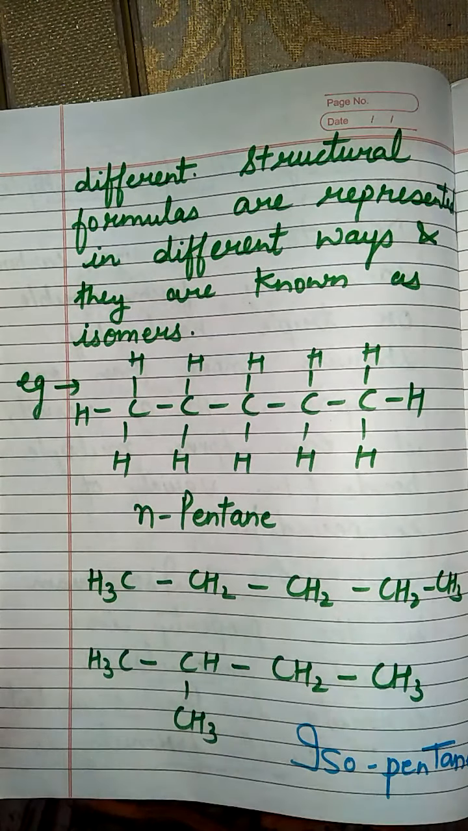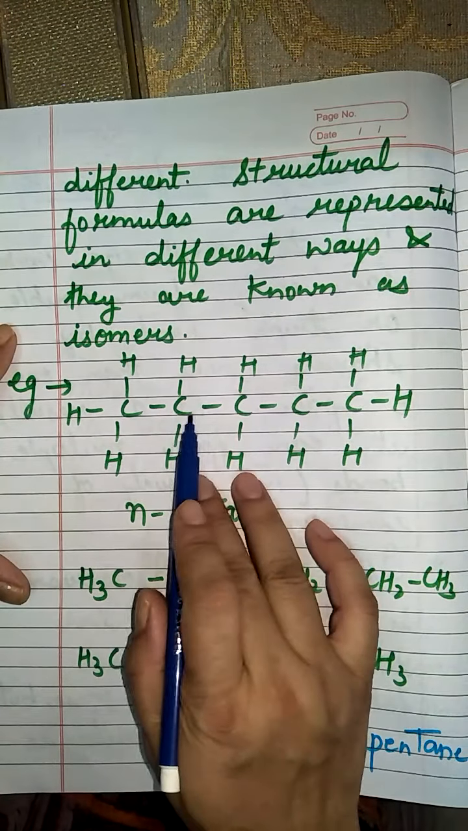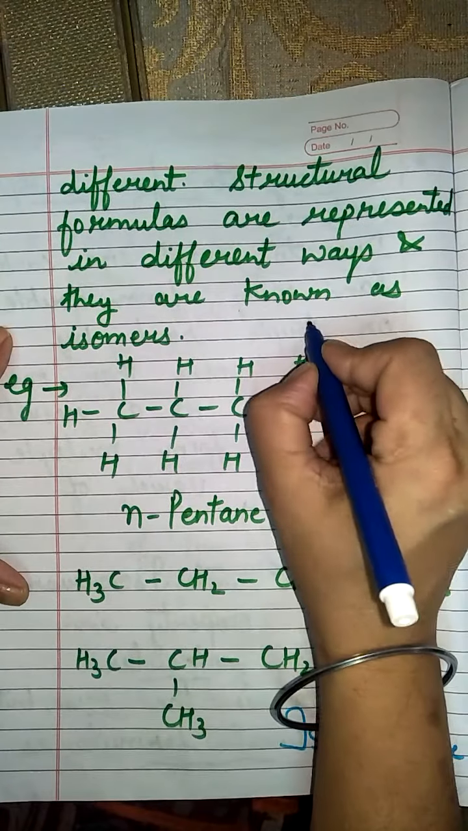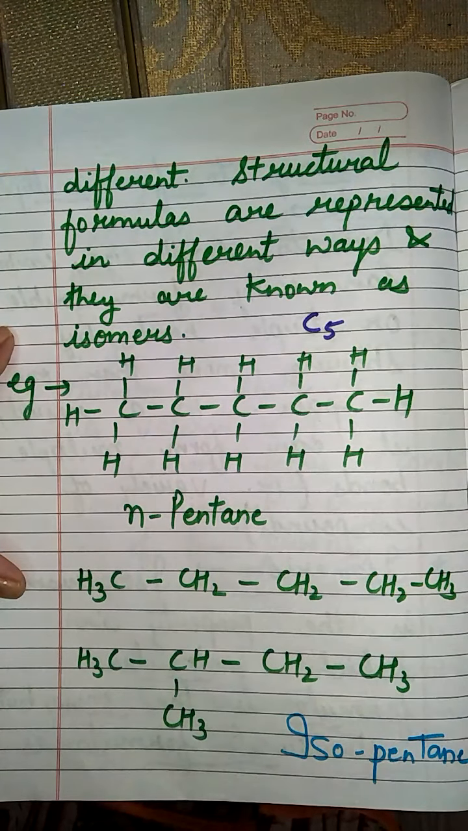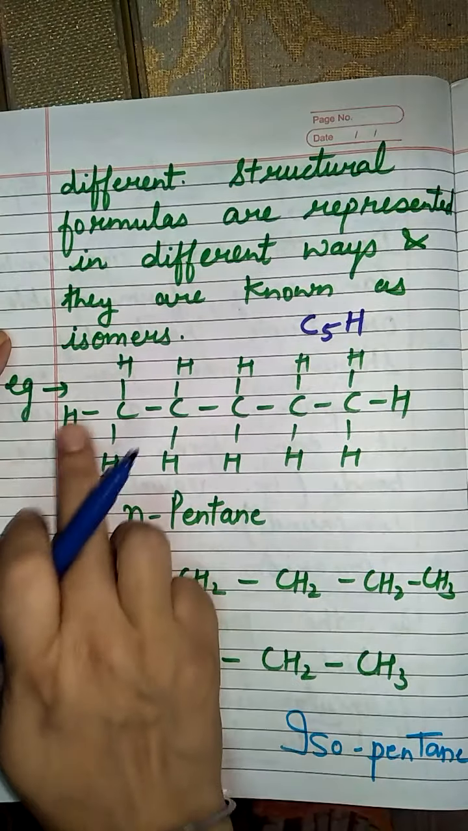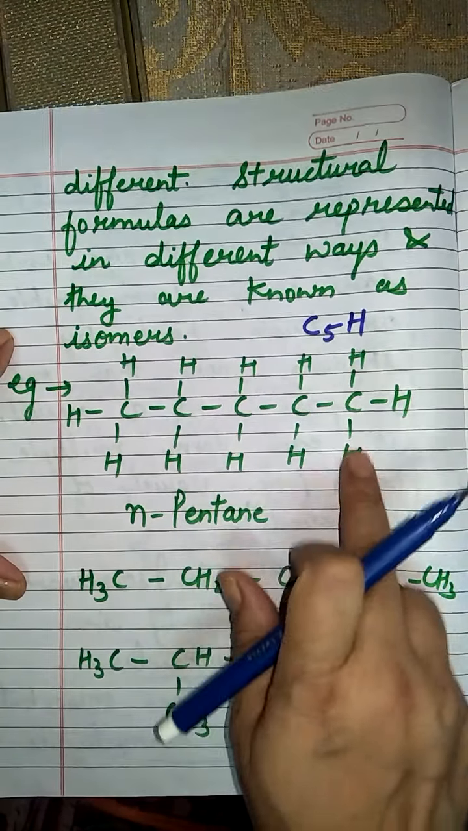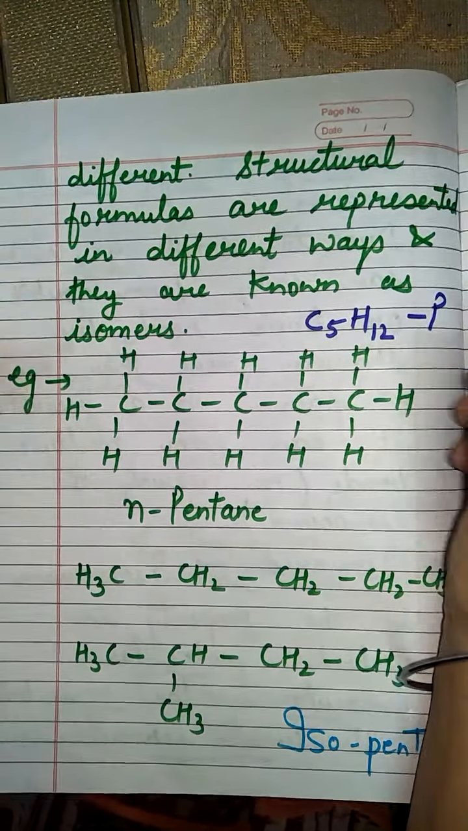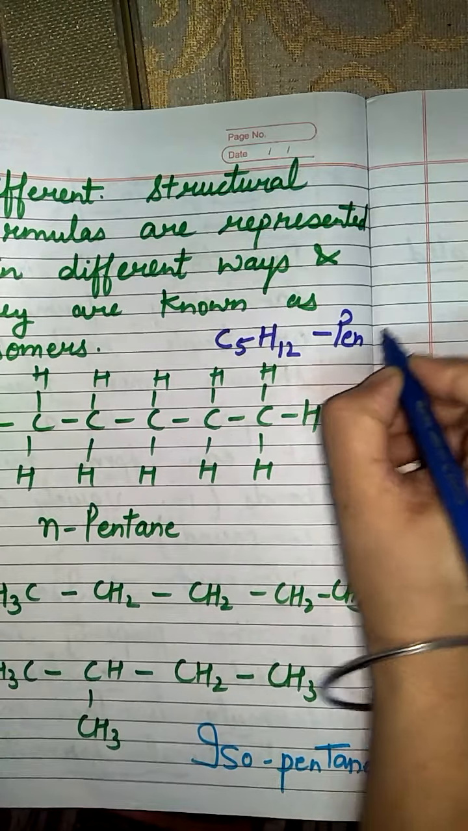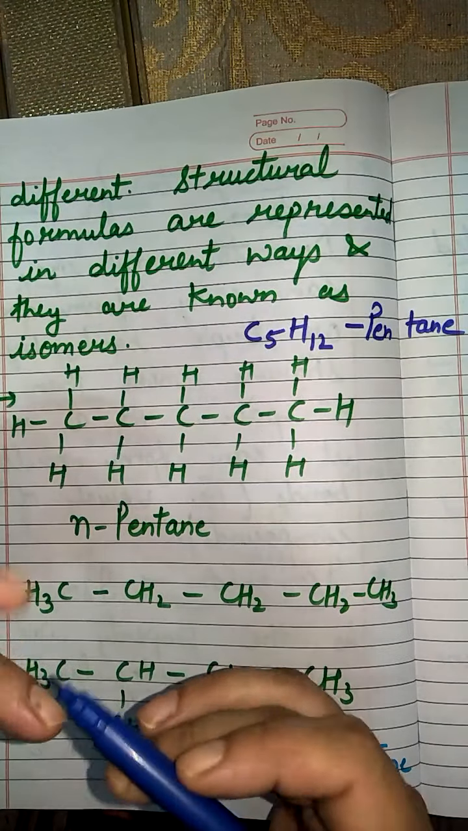See, I have taken the example of pentane. 1, 2, 3, 4, 5. I am having 5 carbons. How many hydrogens are with me? 1, 2, 3, 4, 5, 6, 7, 8, 9, 10, 11, 12. And this is what? This is pentane. Okay, now I have written how.